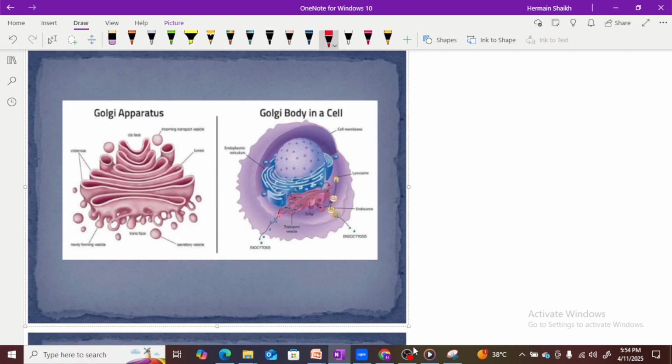Here is the diagram representing the Golgi apparatus. Here we can see the nucleus, the endoplasmic reticulum, which is synthesizing the protein, as well as the lipid, the smoother one, and with it the Golgi bodies are present, which are just sorting it out and packaging it out.